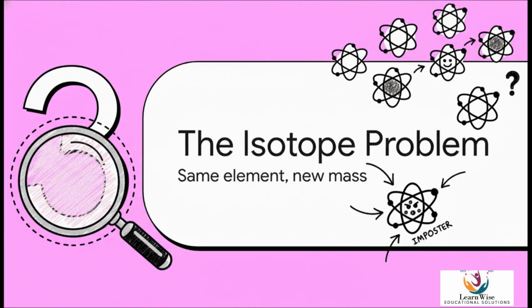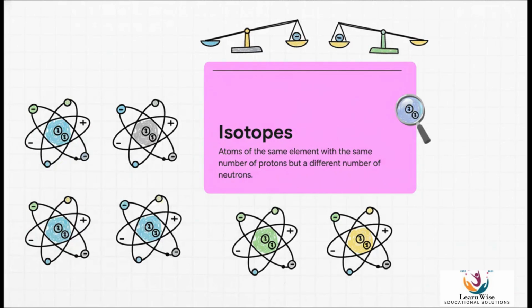So, just when we think we're getting a handle on this, our investigation hits a snag. We take a closer look at our unknown sample and, well, we find that not all of its atoms have the same mass. What's going on? It looks like we're dealing with a case of atomic imposters. These imposters have a name. They're called isotopes.